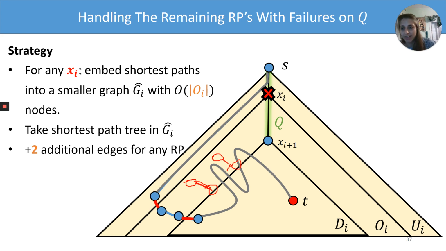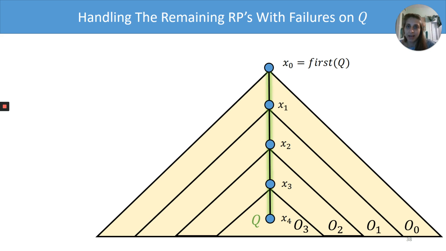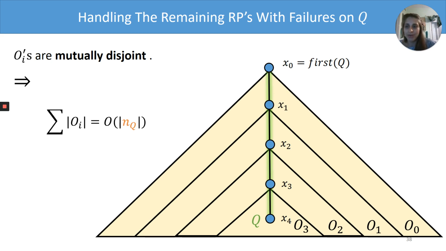In addition, we add the following edges in the endpoint for every replacement path, and this gives us a bound. We also use the fact that the OIs are mutually disjoint, so you can see it in the picture quite easily. So the summation over all OIs, over all failures that possibly can happen on Q, is O of NQ, which is the size of the subtree rooted at the beginning of Q. So this is what we wanted.